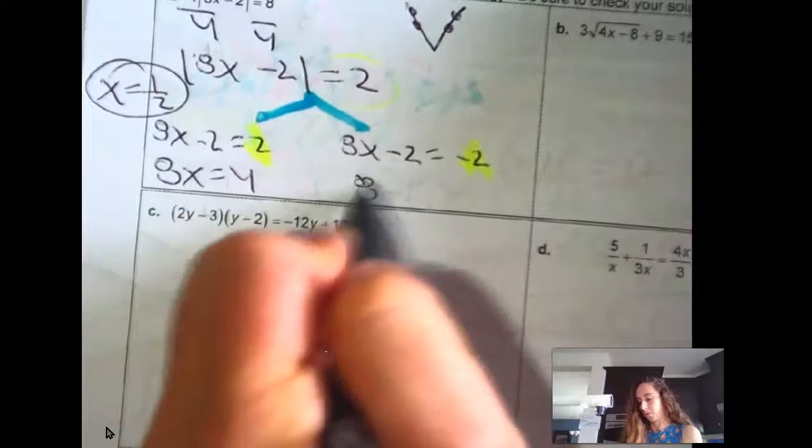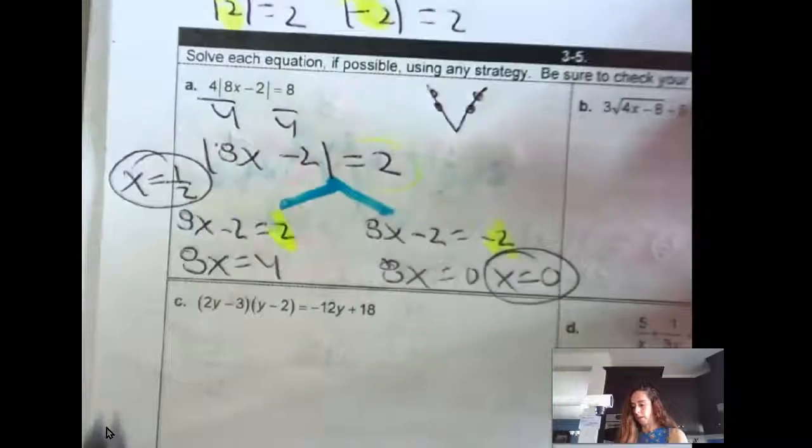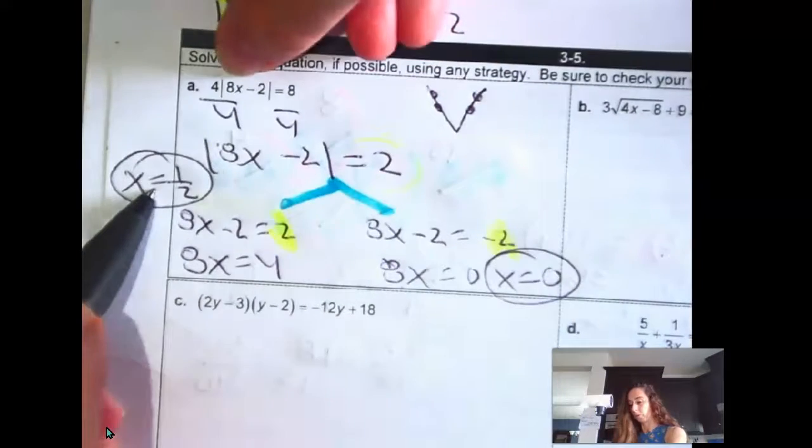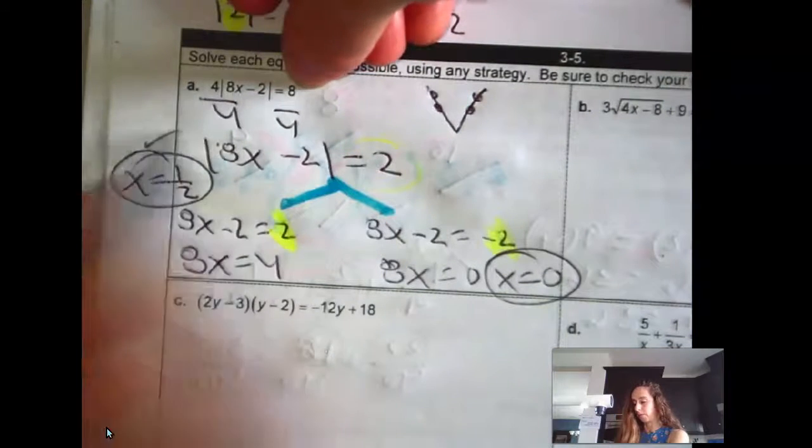Add 2. X equals 0. Now, how do you know I'm right? Let's check it. Half of 8 is 4, minus 2 is 2, absolute value of 2 is 2, times 4 is 8. Yay for me.